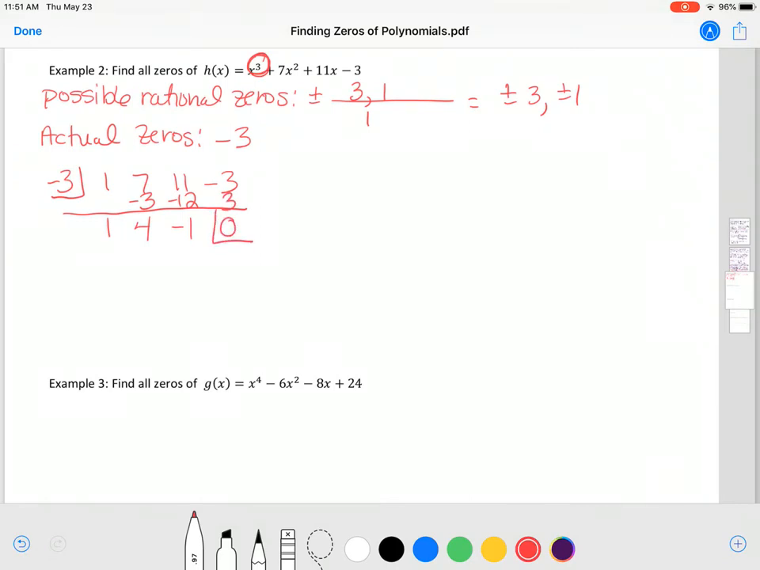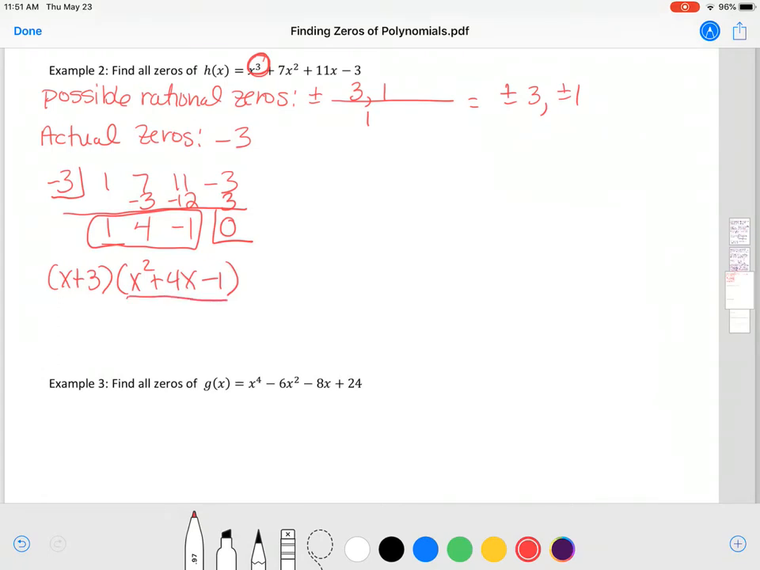which gives me a remainder of 0. Now, we should always have a remainder 0 if the value that I'm dividing, or that divisor, is an actual 0. So now I know, since negative 3 is a 0, I should have the factor x plus 3. And this is my other factor then. So I have x squared plus 4x minus 1.